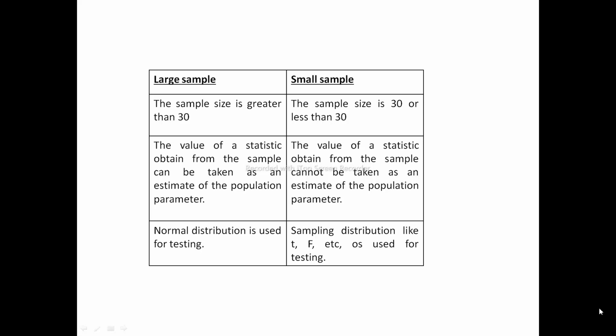Next, the value of a statistic obtained from a large sample can be taken as an estimate of the population parameter. But in case of a small sample, the value of a statistic obtained from the sample cannot be taken as an estimate of the population parameter.